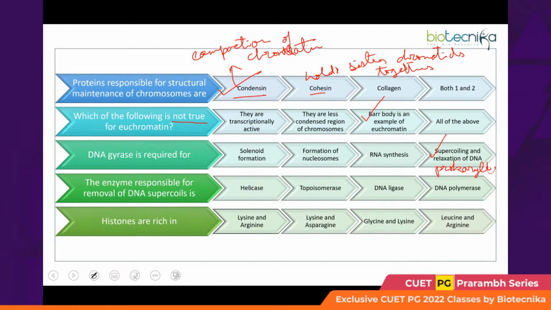The enzyme responsible for removal of DNA supercoils. Okay, so it will be topoisomerase. Next, histones are rich in, so histones are proteins which are made up of lysine and arginine, the basic amino acids.